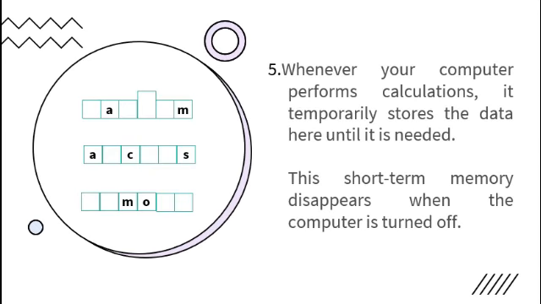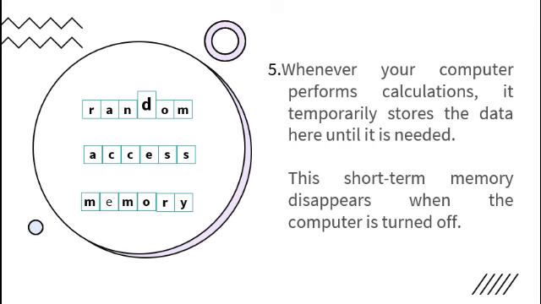For the last one, whenever your computer performs calculations, it temporarily stores the data here until it is needed. This short-term memory disappears when the computer is turned off. What must be the correct answer? Very good. The answer is random access memory. Did you get all five?